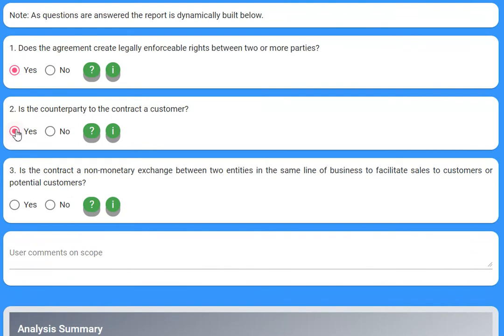In this case here, for purposes of our example, we're going to say yes, this is a contract with a customer. So the next question is, is the contract a non-monetary exchange between two entities in the same line of business to facilitate sales to customers or potential customers? So for example, if you had an oil company in Florida and they need oil in Alaska, and there's an oil company in Alaska that needs it in Florida, these two companies might just agree to swap oil to facilitate the sale to an end customer. In that situation, the contract would not be considered in scope of ASC 606 because it is a non-monetary exchange between the two entities that facilitates the sale to an end customer. For purposes of the analysis, we're going to say no.